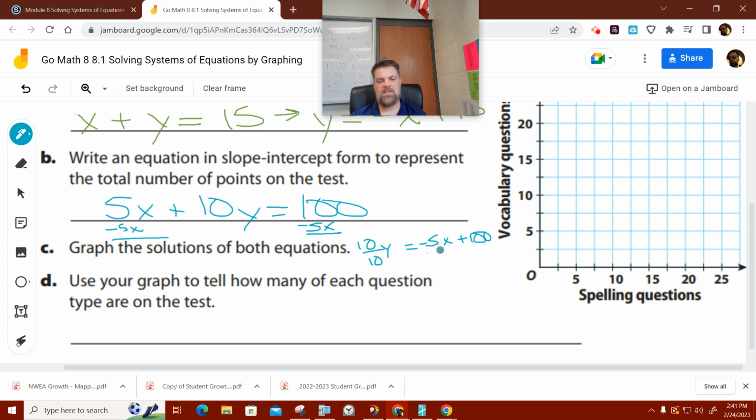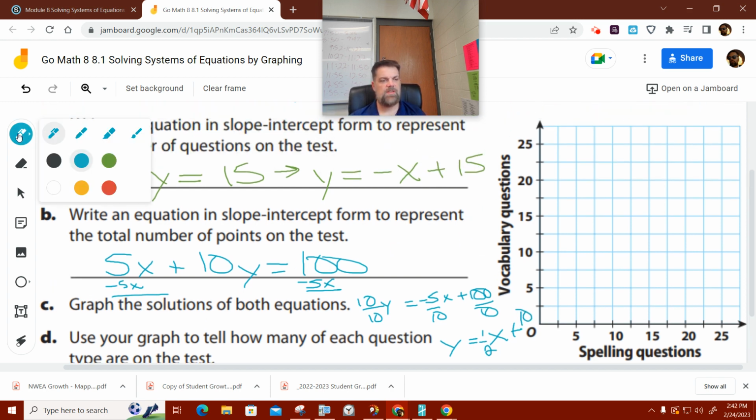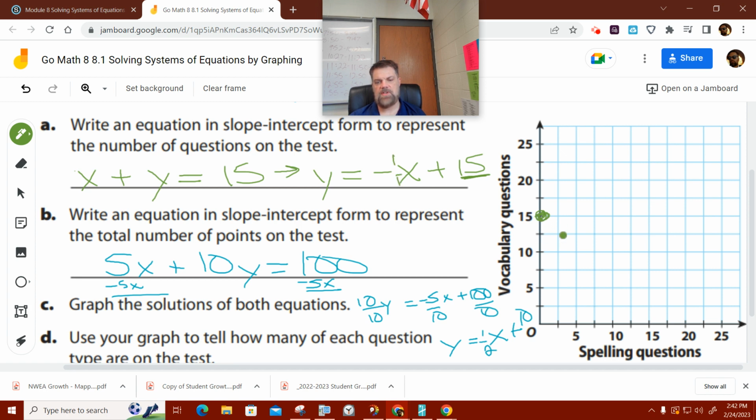Divide by 10. Divide by 10. Divide by 10. And I get Y is equal to negative 1/2 X plus 10. So I'm going to graph the first equation first. My first equation has a y-intercept of positive 15. This is the same as negative 1 over 1, so that means I go down 1 over 1, down 1 over 1, down 1 over 1, and so on. Let's graph the blue one.